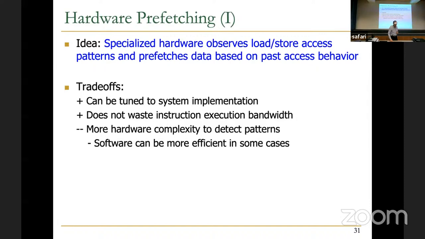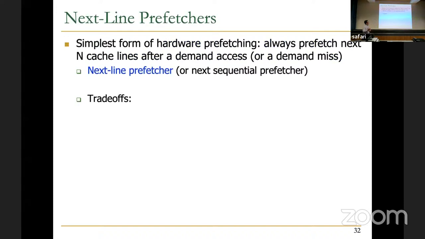Any questions? Now we're going to see a bunch of different hardware prefetchers to begin with. And the simplest one is the next line prefetcher. This was actually developed in the 1960s, sorry, not 1970s. The IBM 360/91 had a next line instruction prefetcher. This is the simplest form of hardware prefetching. You always prefetch the next N cache lines after a demand access or a demand miss. It's called next line prefetcher or next sequential prefetcher. IBM called it next sequential prefetcher. N could be one, and could be something to cover the memory latency.